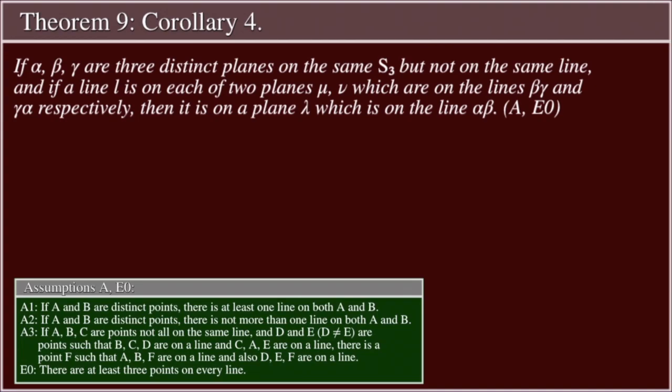Corollary 4. If alpha, beta, and gamma are 3 distinct planes on the same S3, but not on the same line, and if a line L is on each of the 2 planes mu and nu, which are on the lines beta gamma and gamma alpha respectively, then it is on the plane lambda, which is on the line alpha beta, by assumptions A and E0.